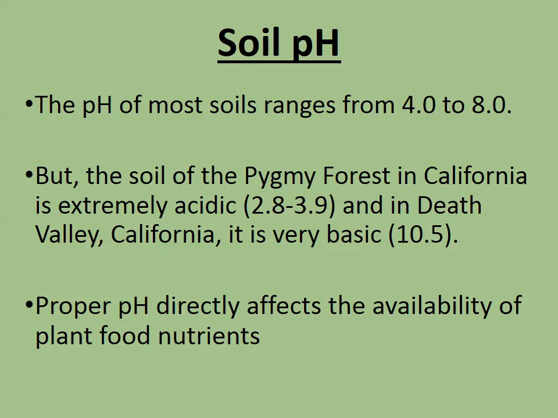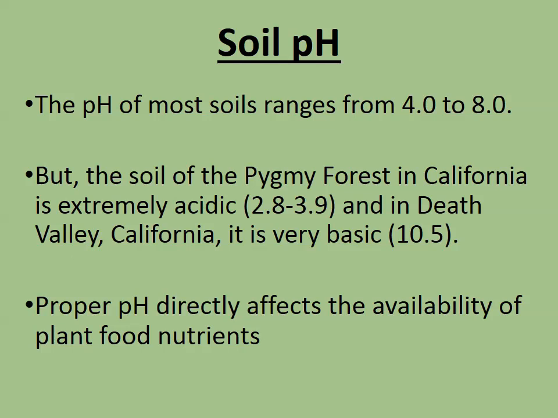So for pH, most soils range from 4 to 8. The soil of the pygmy forest in California is super acidic. In Death Valley, California, it's super basic. Those are extreme cases. You still have plants that live there. However, the happy medium for a lot of plants is around 6.5 to about 8.